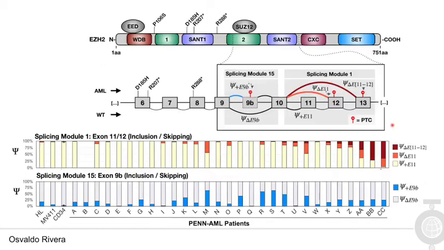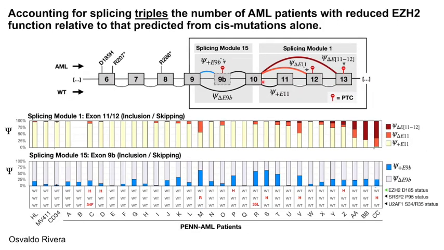As a side note, we also find another splicing module in EZH2, this one representing the inclusion of cryptic exon 9b. This particular splicing event has been described in the literature and has been experimentally shown by the groups of Robert Bradley and Omar Abdel-Wahab and others that inclusion of cryptic exon 9b is targeted for nonsense-mediated decay and functionally disrupts EZH2 protein expression.